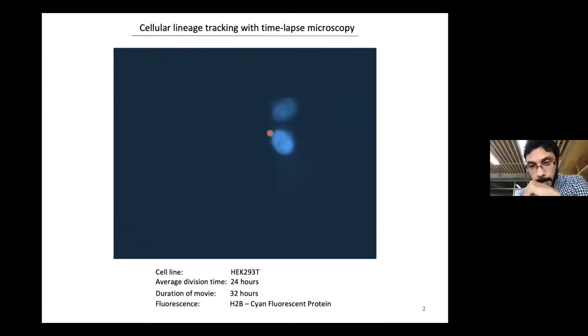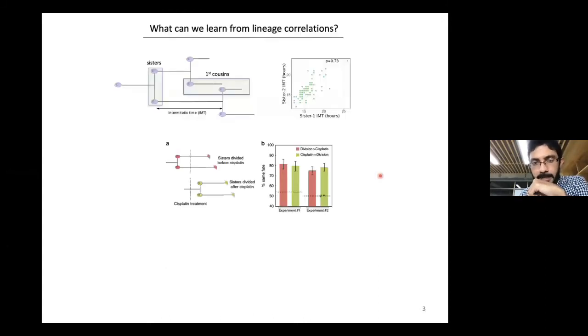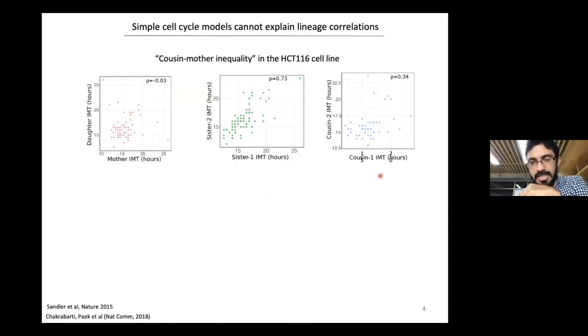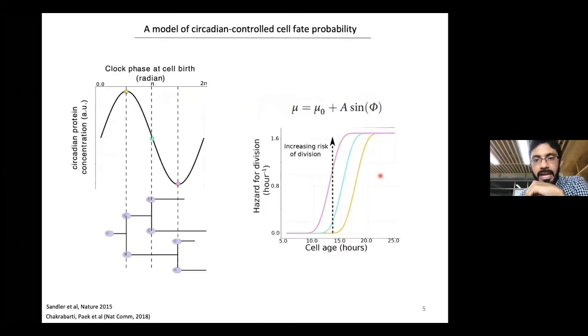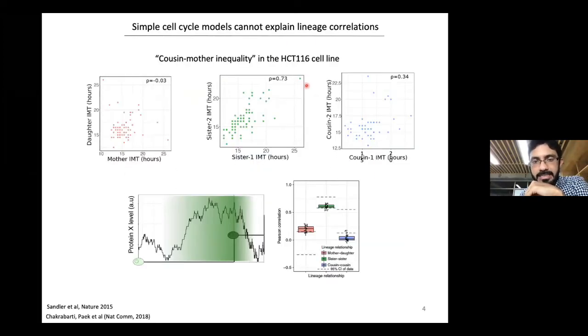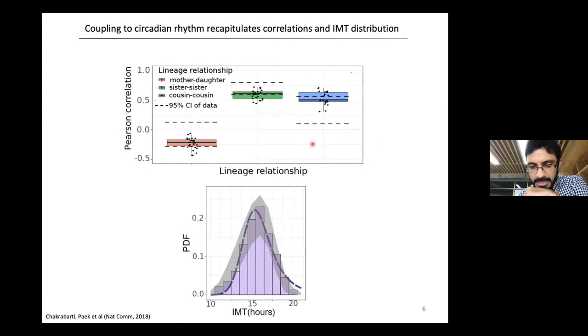That is a good question. The experiments, the question is absolutely correct. The HCT116 cell line has an average division time of about 16 hours, which you can see over here. If it is more than the circadian clock, I'd have to think a little bit of what we would expect. We could definitely put that into the model and check.